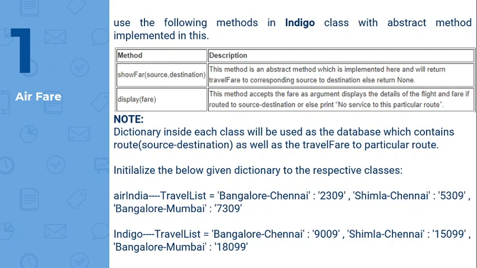Then it also has a display method which accepts a far, and they have given two dictionaries. One is the arindia dictionary which will have the source and destination followed by the far details of arindia flights, and we also have the indigo class which will have the dictionary travel list which contains the routes and fare details of indigo flight.